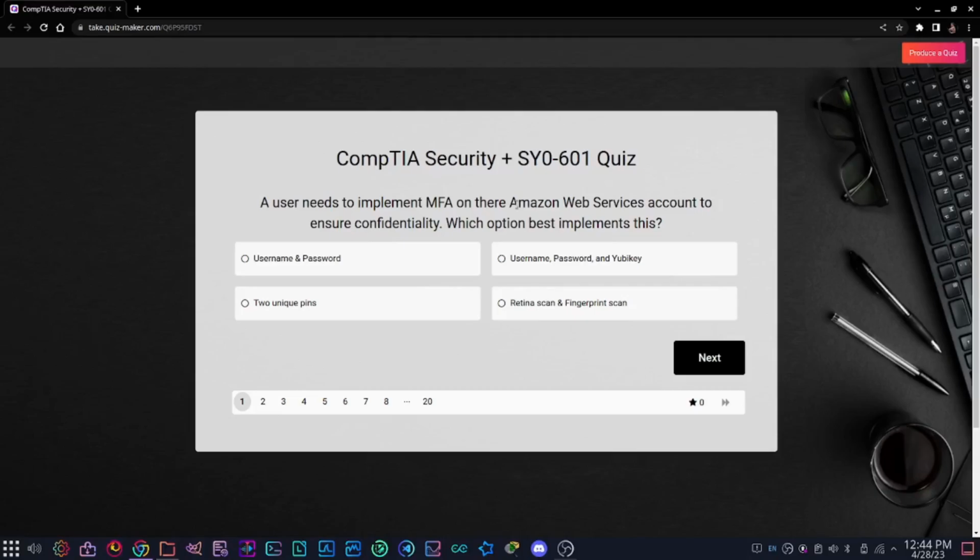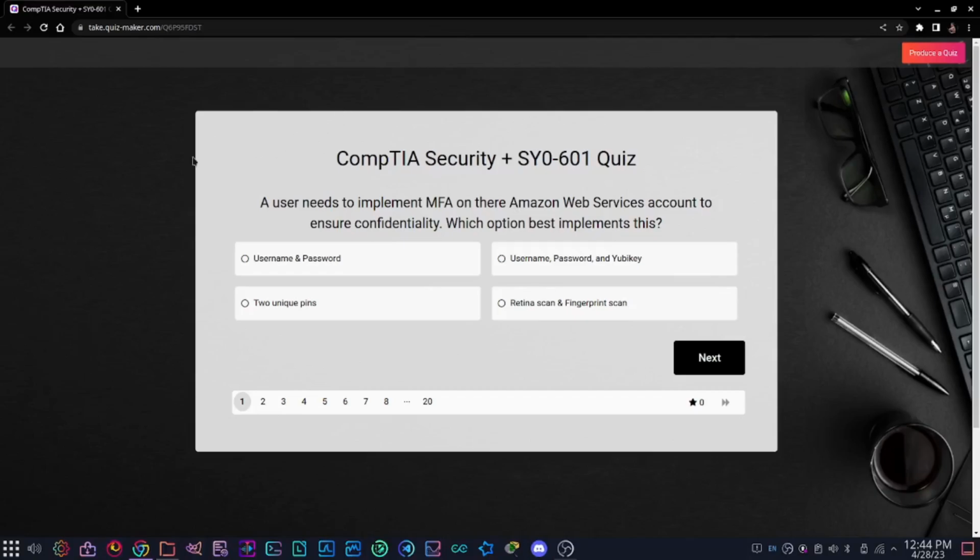Just letting you guys know also, I do have an A+, a Network Plus, and an AWS certified cloud practitioner as well. So if you guys wanted me to make quizzes for those, I can do that. I can help you guys out. I don't mind doing it, and as a matter of fact, I would enjoy doing it greatly. So without further ado, let's get right into this video.